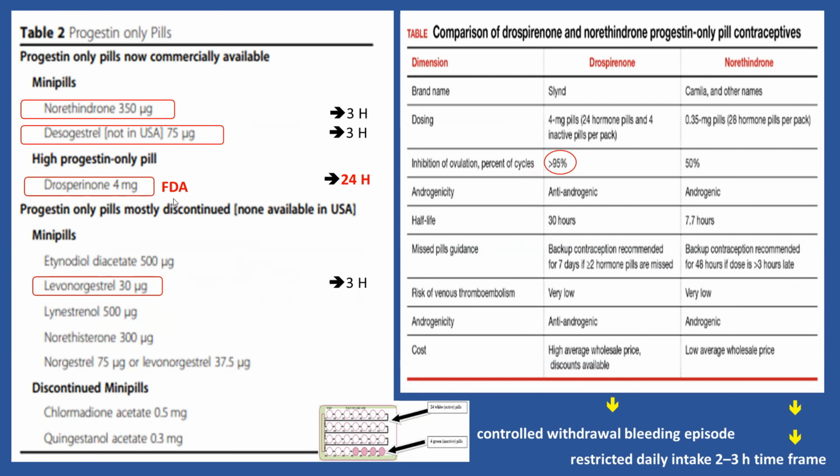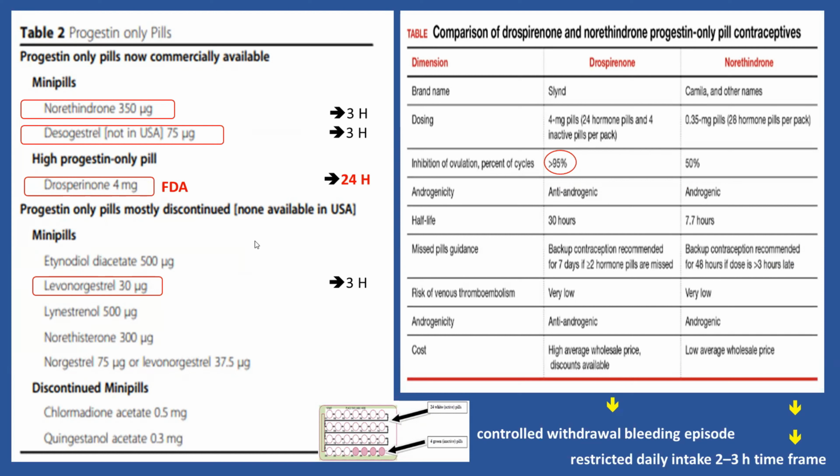But recently, the introduction of high progesterone-only pills derived from the spironolactone, drospirenone 400 microgram, which is FDA approved, has been introduced in practice, and it shows some advantages over the conventional or commercially available POPs because of its long duration of action. So if the patient has a missed pill, a missed use of less than 24 hours, no problem, but others should be used within 3 hours of the time of use.